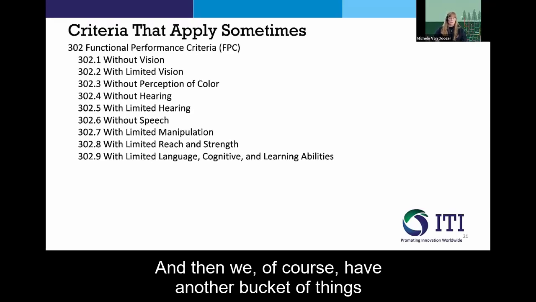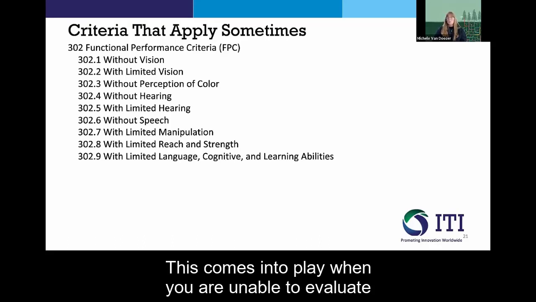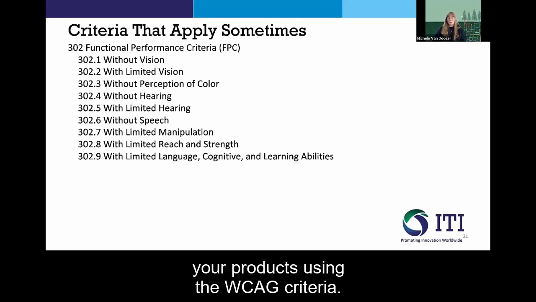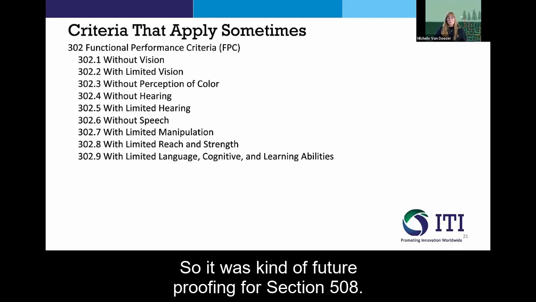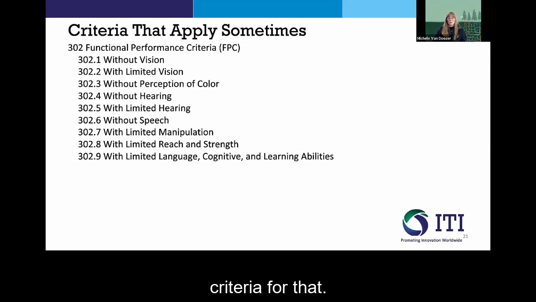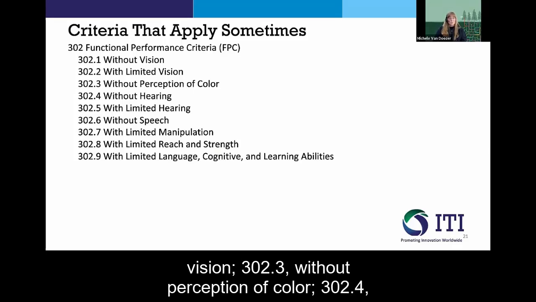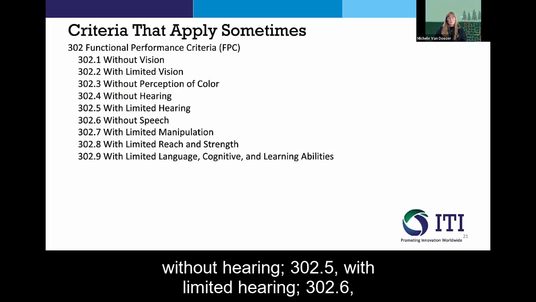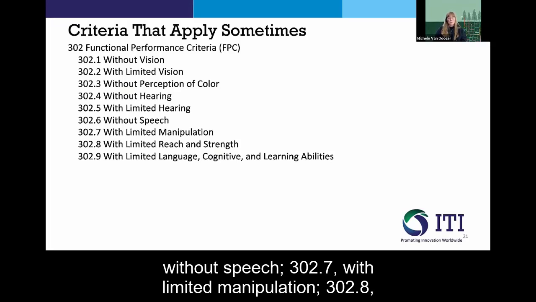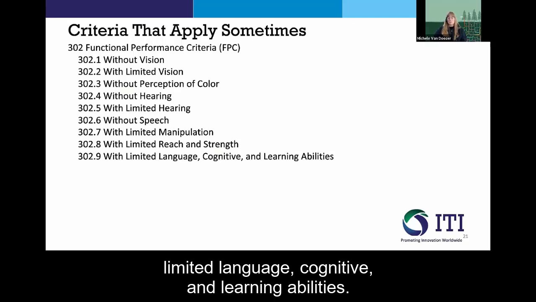And then we, of course, have another bucket of things that apply sometimes: the 302 functional performance criteria. This comes into play when you are unable to evaluate your products using the WCAG criteria. So it was kind of future-proofing for Section 508. But also when you're using equivalent facilitation, you then have to fill out the additional nine criteria for that. So that's 302.1 without vision, 302.2 with limited vision, 302.3 without perception of color, 302.4 without hearing, 302.5 with limited hearing, 302.6 without speech, 302.7 with limited manipulation, 302.8 with limited reach and strength, and 302.9 with limited language, cognitive, and learning abilities.